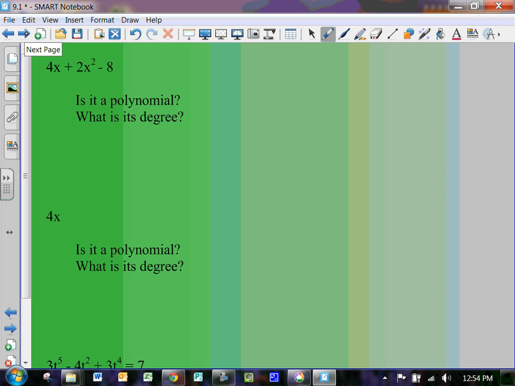Okay, so let's look at some classification things here. We have 4x plus 2x squared minus 8. Is it a polynomial? Yes, it is. It is actually a trinomial because it has 3 terms. And what is its degree? Well, here's our biggest exponent, so this is a second degree. And its leading coefficient is 2. So that's right here, that 2, leading coefficient.